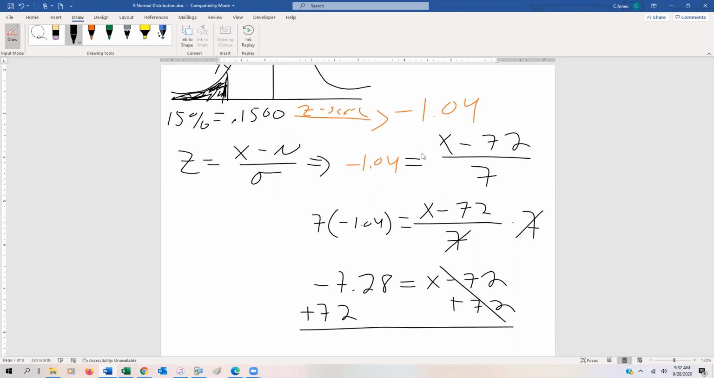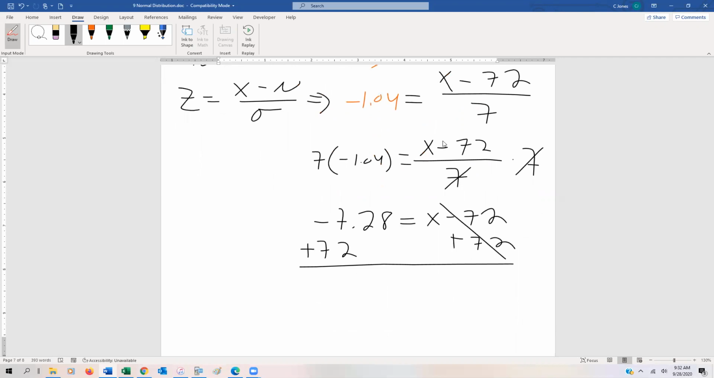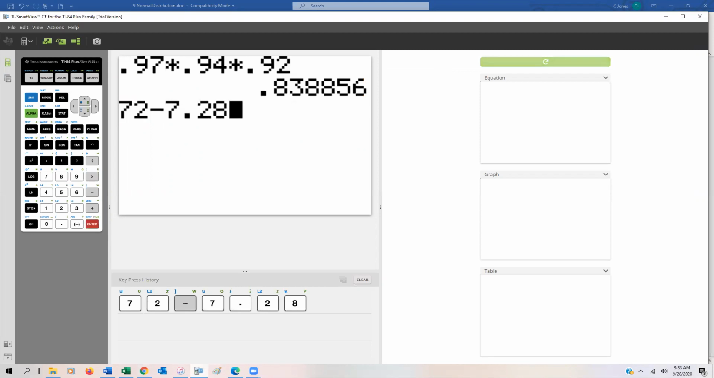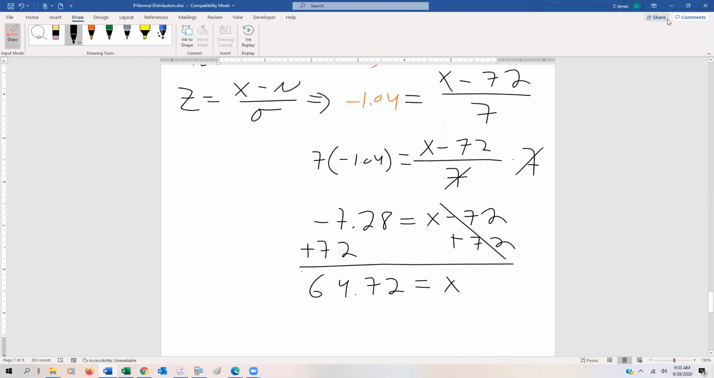So those cancel out. And we take 72 minus 7.28. I believe this is going to be 64, not 6.4, 64. I don't know where that decimal point came from. So 64.72 is equal to x. But I'm going to check that in the calculator just to make sure. So we're going to say 72 minus 7.28, and we get 64.72. All right. So that's the value that begins the bottom 15th percentile.